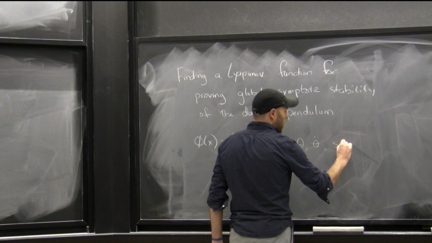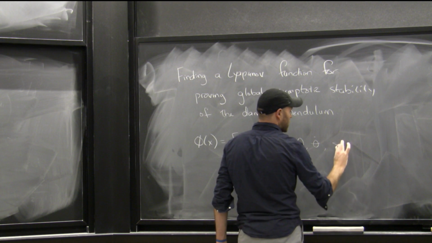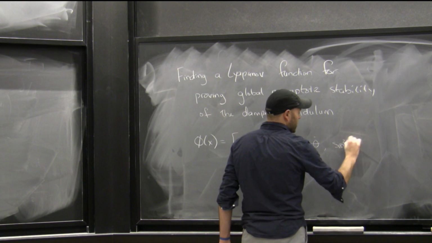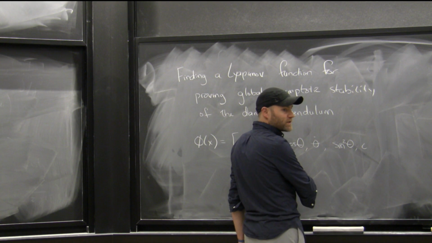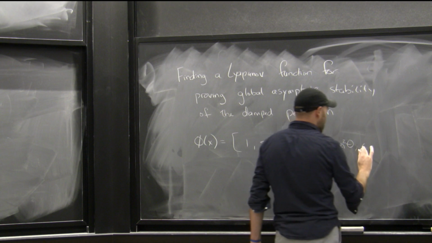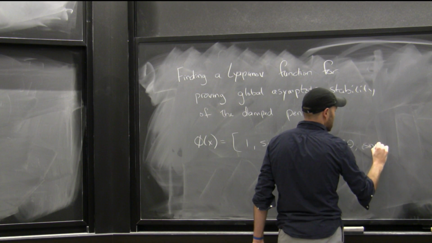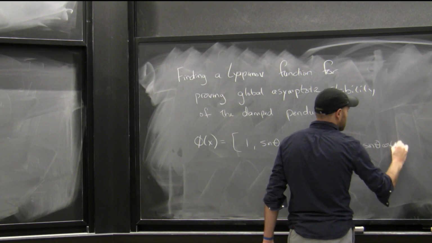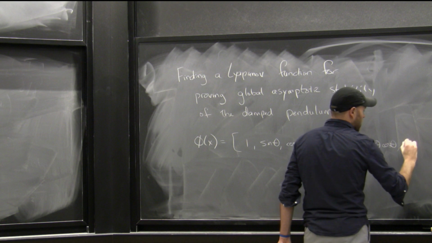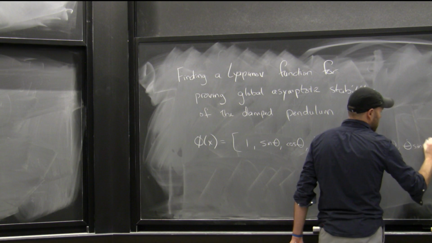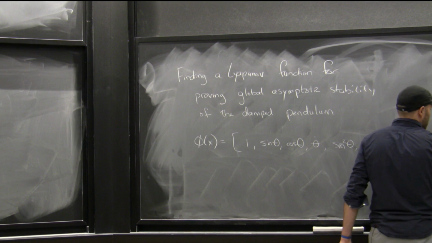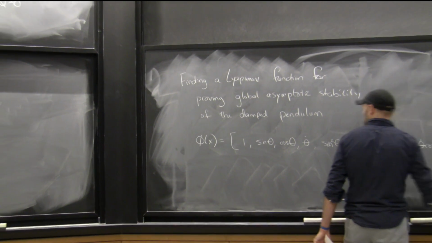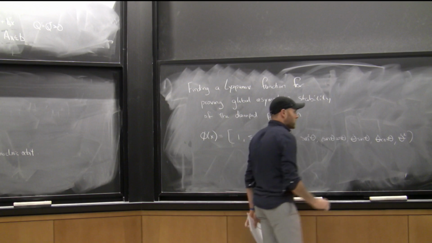So sine squared theta. I didn't actually write cosine squared theta because that's already included from 1 minus sine squared theta. But I had sine theta cos theta, theta dot sine theta, theta dot cos theta, theta dot squared.